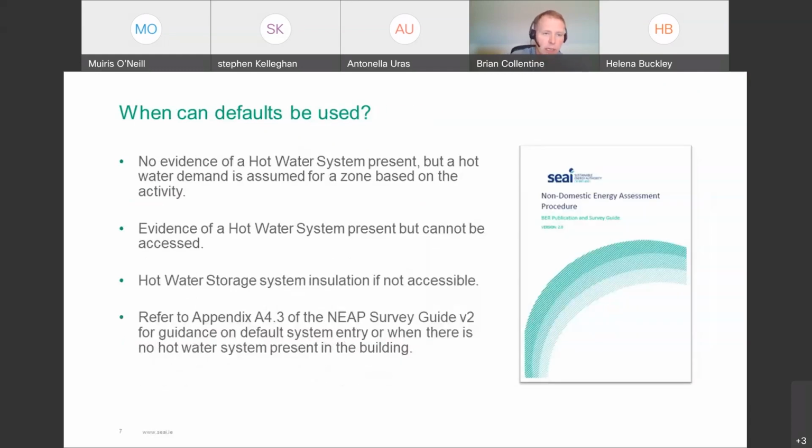So when can defaults be used? Essentially, where there's no evidence of hot water systems present, a hot water demand needs to be assumed, as I discussed in the previous slide. Also where there is evidence of a hot water system present but it cannot be accessed. If it's not accessible, you need to take some form of default to run the program. For hot water storage system installation, if it's not accessible, there are defaults you can use for that too. And all the defaults are outlined in A4.3 of the NEAP survey guide.